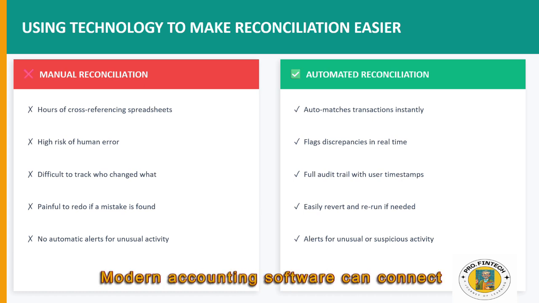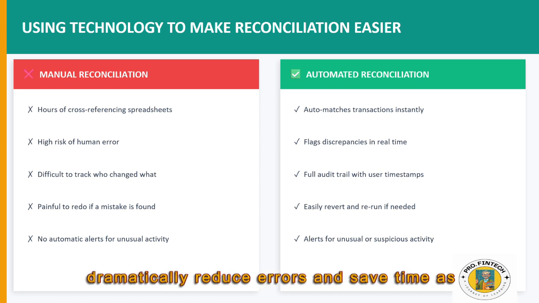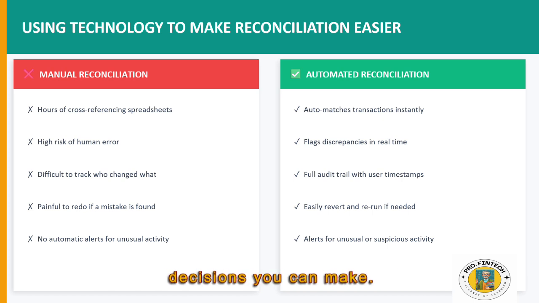Modern accounting software can connect directly to your bank feed, automatically match transactions, highlight anything that does not match, and even send you alerts when something looks unusual. Instead of spending 3 hours reconciling manually, you might spend 20 minutes reviewing what the software has already flagged. For small businesses just starting out, even a simple spreadsheet template can dramatically reduce errors and save time as you grow. Investing in cloud accounting software is one of the highest return on investment decisions you can make.